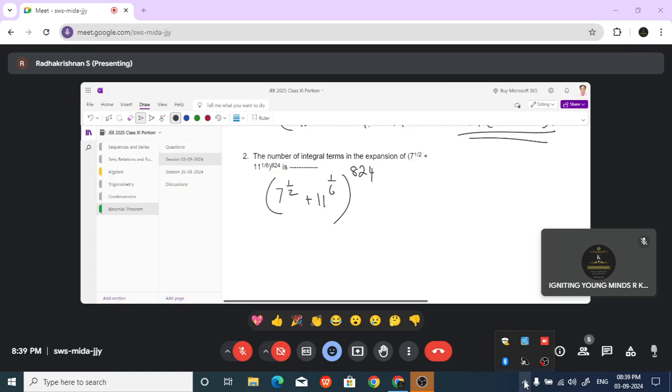Try a little, let's see. Write the expansion. Okay, write the binomial expansion. Geeta and Ritish are there, right? Both of you, please write the binomial expansion and see what pattern comes out. Then we'll discuss which are the integral terms and which are not. Can you expand it and write it, Ritish?